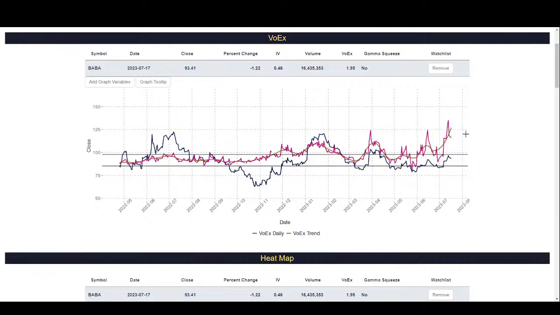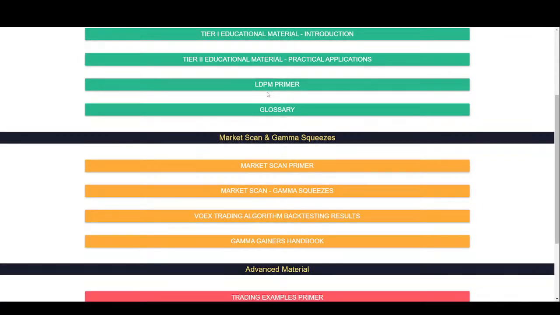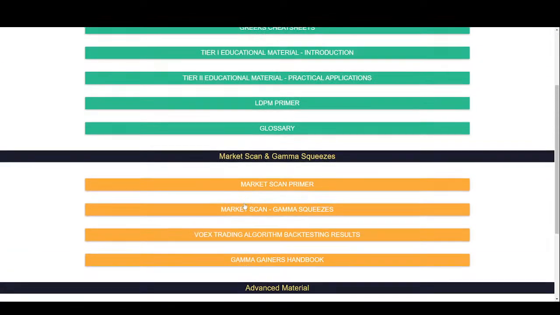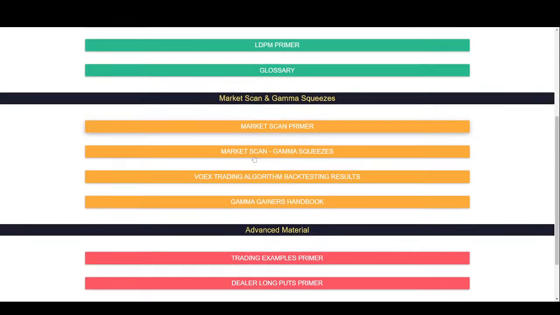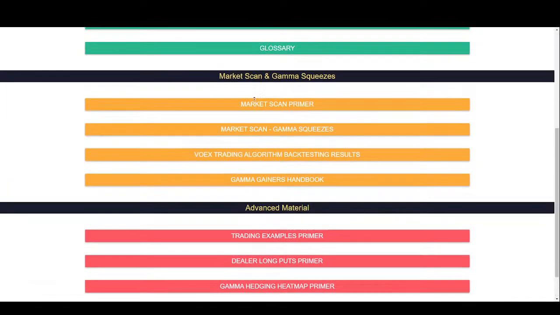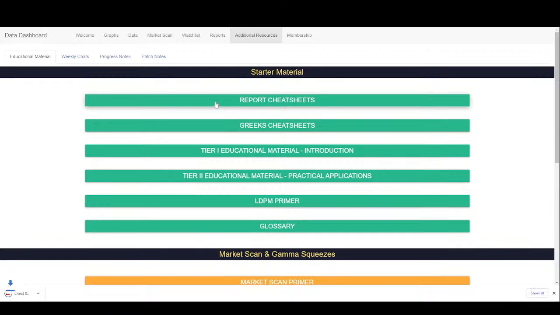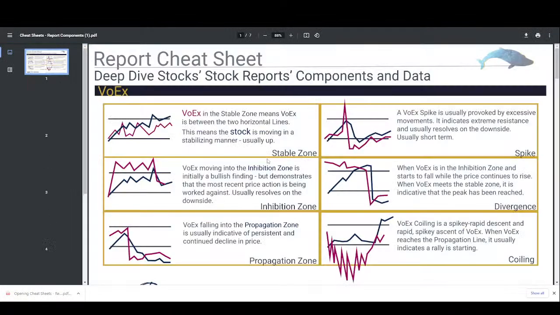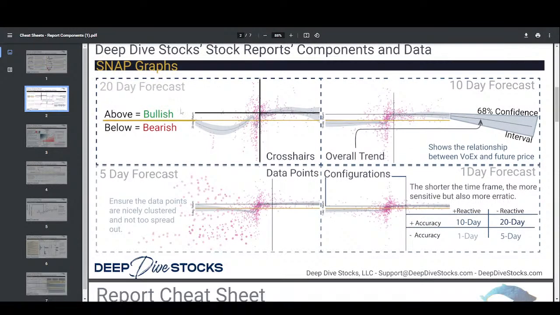What are the pink dots? Not important, but I can link the LDPM primer, which is right here. Not the LDPM primer, the snap graphs primer. Guess it's not here right now. Here. So above would be bullish, below would be bearish.